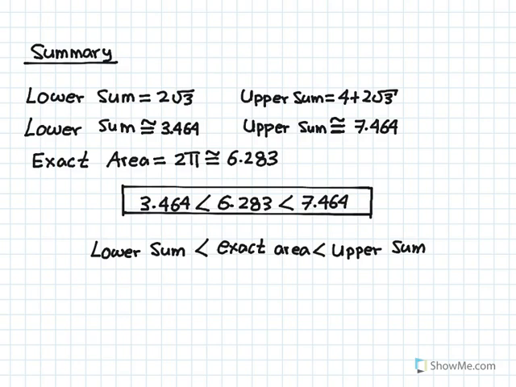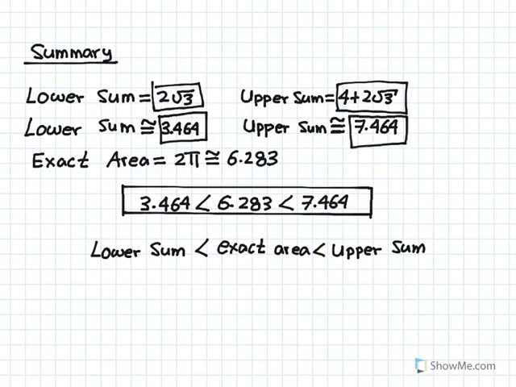All right, let's look at a summary. So we computed the lower sum to be 2 root 3. We computed the upper sum to be 4 plus 2 root 3. Let's decimalize these numbers. So 2 root 3 is approximately 3.464. The upper sum is approximately 7.464. We also have the exact area, which is 2 pi, and the decimal approximation is 6.283. So you can see how the exact area is less than the upper estimate and larger than the lower estimate. All right, thanks.